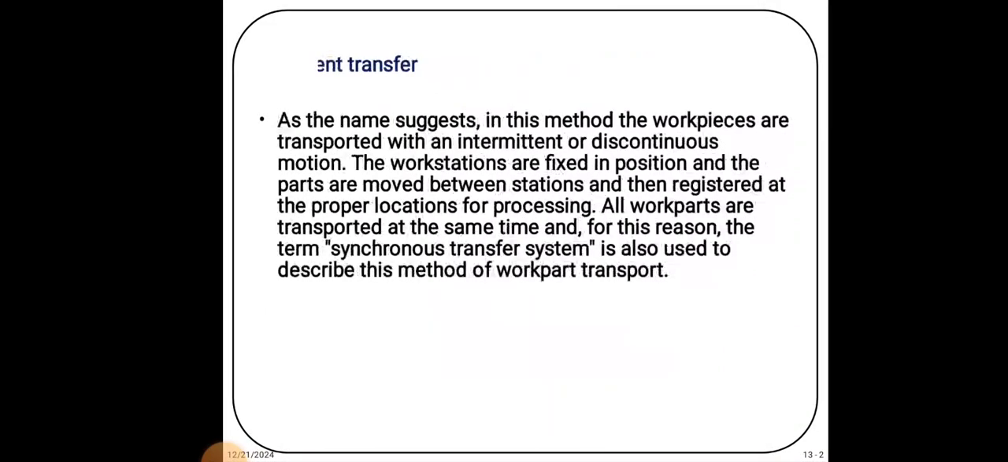Intermediate or synchronized transfer means, as the name suggests, the workpieces are transported with an intermediate or discontinuous motion. The work parts are fixed in position and the parts are moved between the stations and registered at the proper location for processing. All work parts are transported at the same time, and for this reason the term synchronized transfer system is also used to describe this method of work part transport.